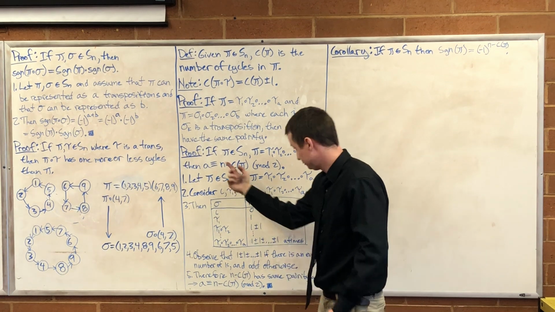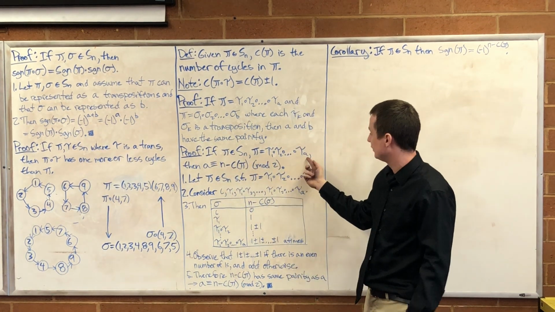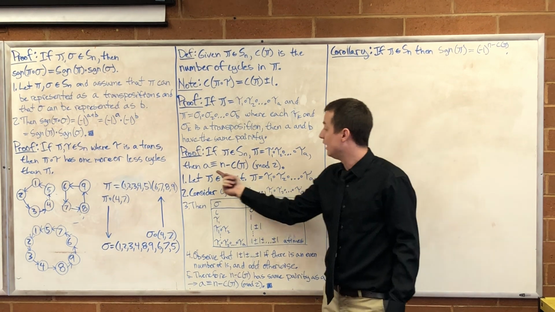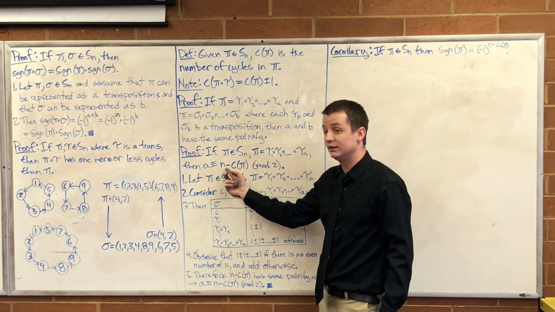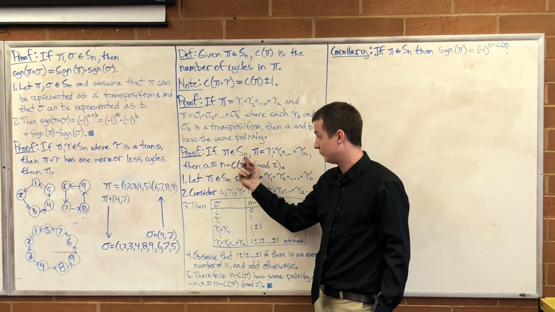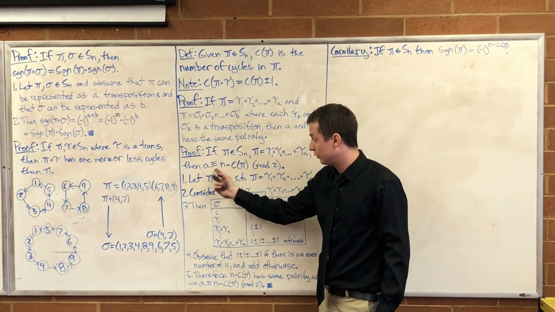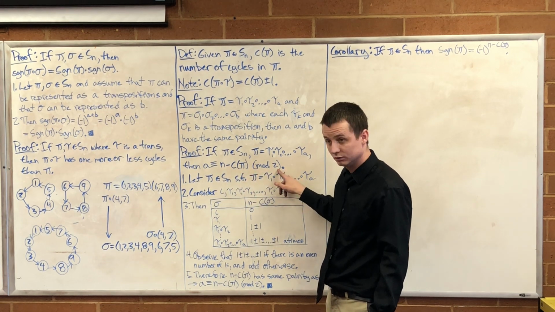Let's connect the two. If pi is a permutation, where pi can be represented as A transpositions, then A is congruent to n. What's n? It's the same n as that S of n. It's the number of elements in our set. A is congruent to n minus the number of cycles, mod 2.